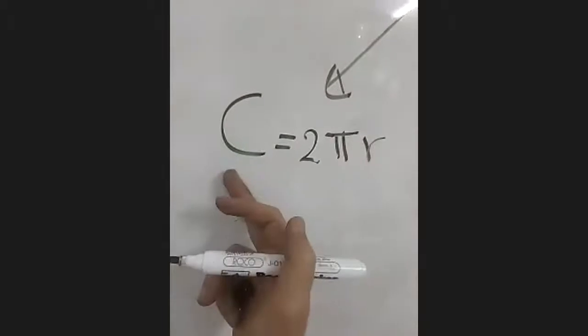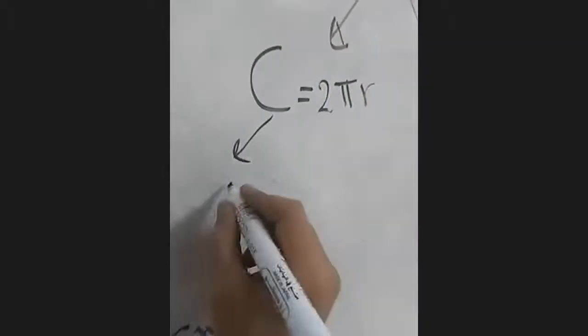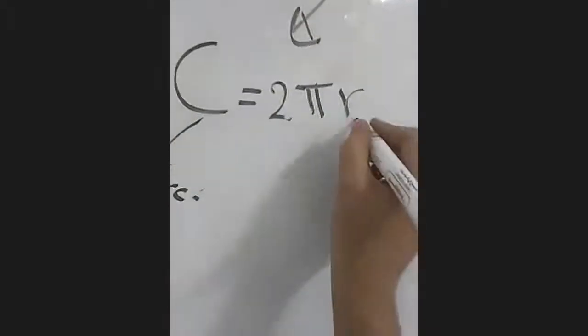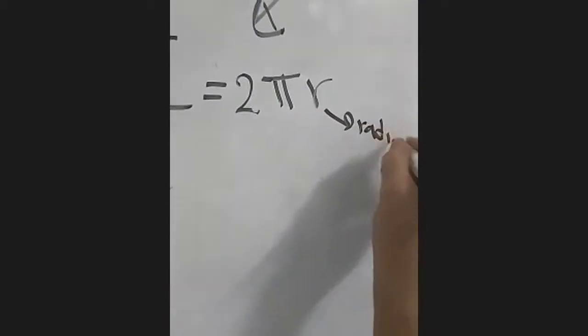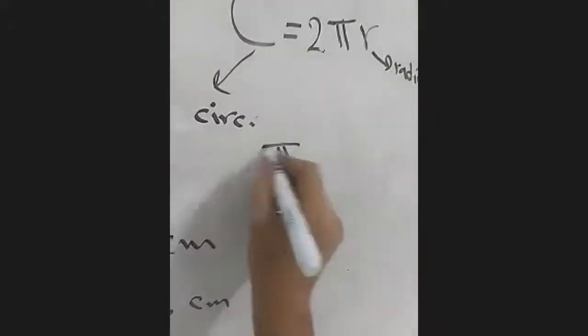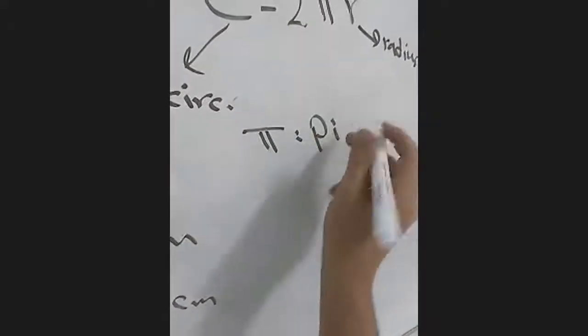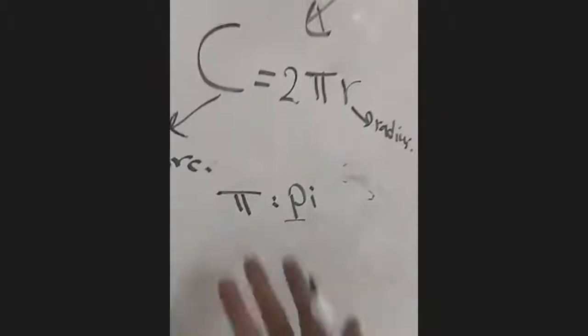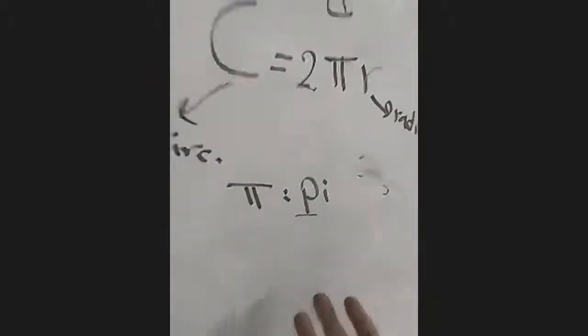Now the C is what? C is the circumference, right? 2, we know it. The R is the radius. Now how about this one? Pi. This we call pi. P with I. Now, what's this pi, guys? Where does it come from, and what is it equal to?